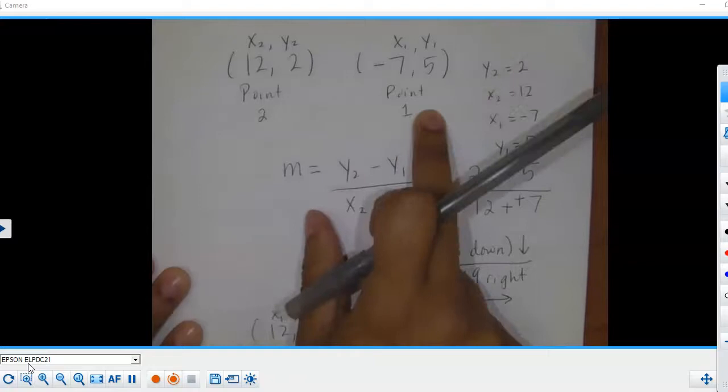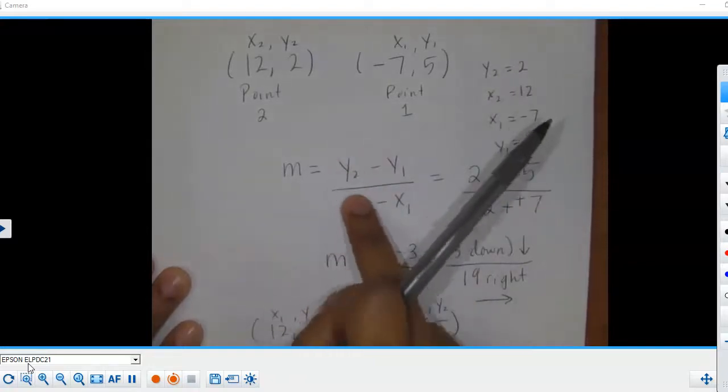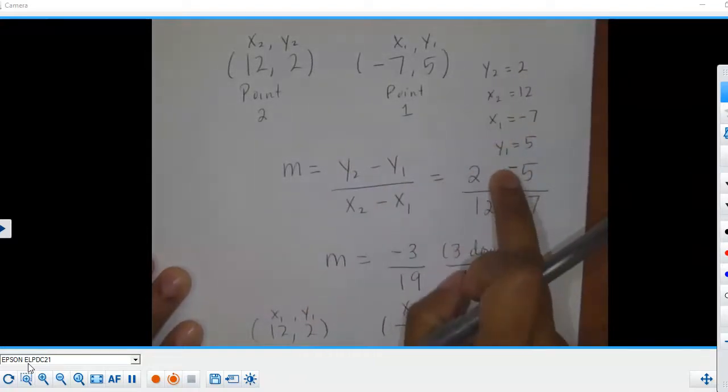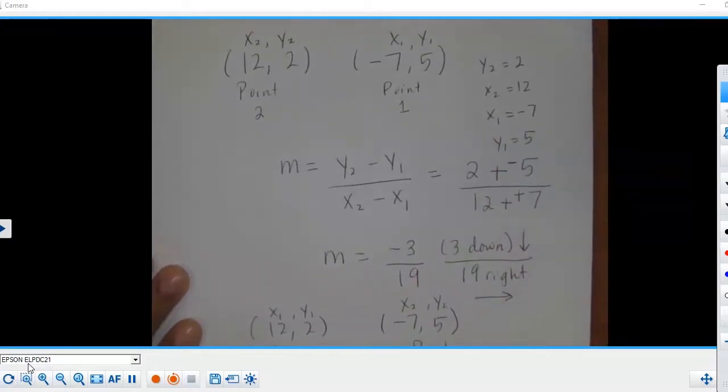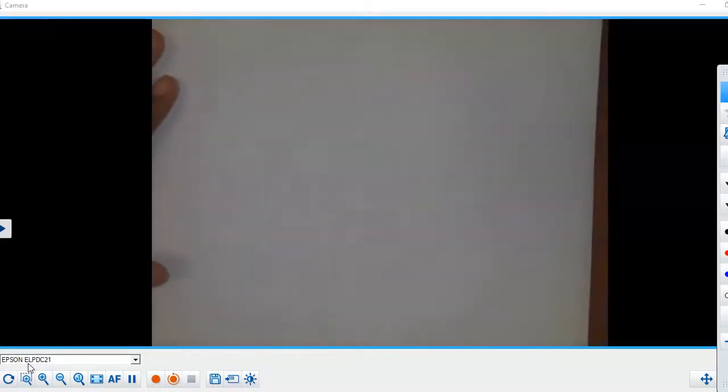So just again, it does not matter if you call this one point 1, point 2, or if you call this one point 2, point 1, but you have to use the same formula. You have to be very careful how you substitute in your values. Okay? So I'm going to do one more, and you're just going to watch. I'm not going to walk you through it. Just watch what I do. And this is the last problem. Again, this video is about finding slope.